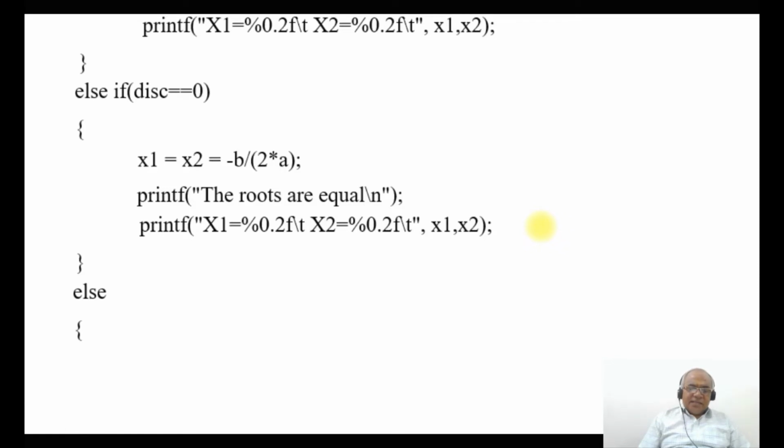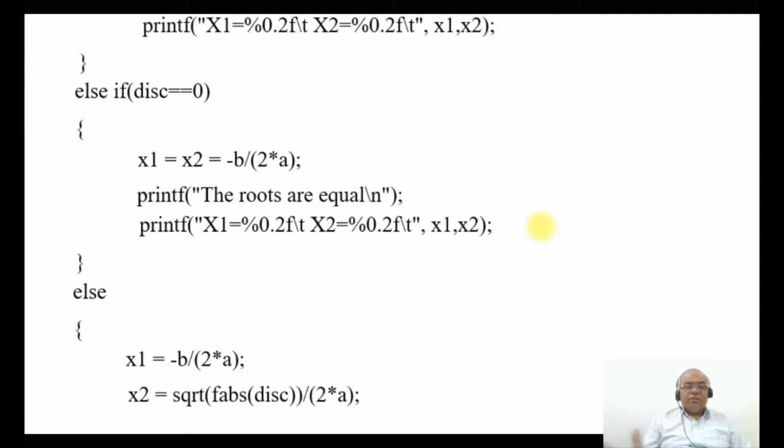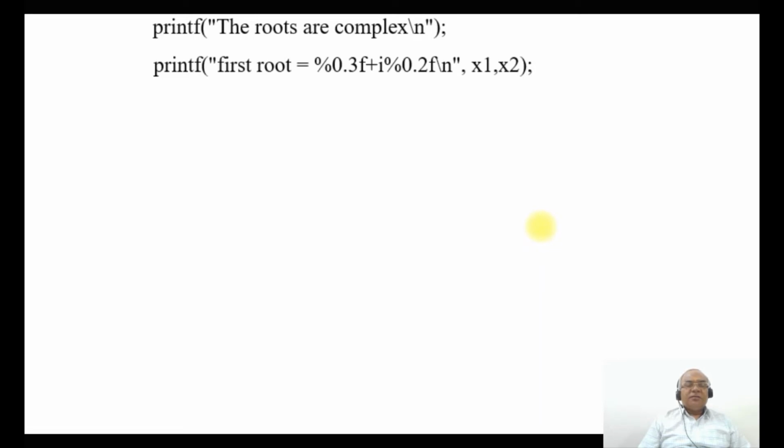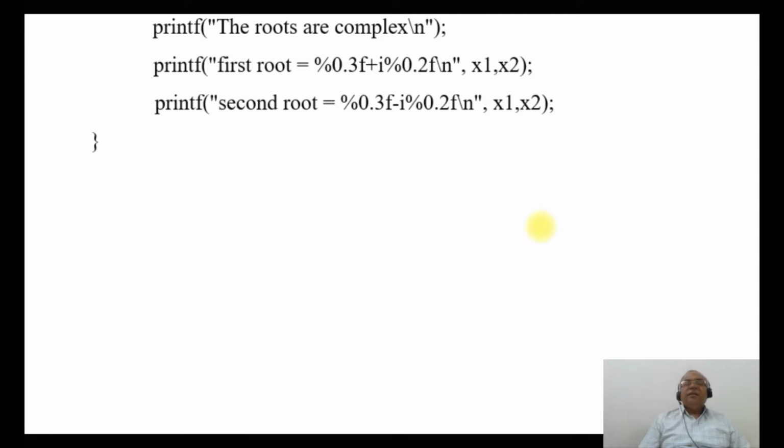If that is also not true, then what happens? x1 is equal to minus b by 2 into a, and x2 equals the square root of fabs, that is the absolute value of the disc value, by 2 into a. So printf, the roots are complex. The first root is percent 0.3f plus i percent 0.2f backslash n, with x1 comma x2. The second root is again a plus i into b and a minus i into b, so that is percent 0.3f minus i percent 0.2f backslash n, x1 comma x2.